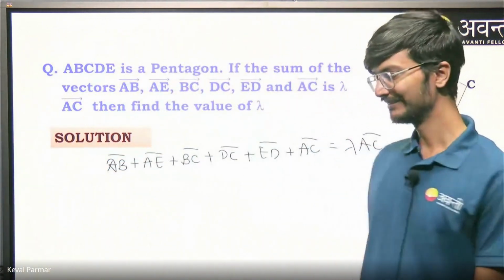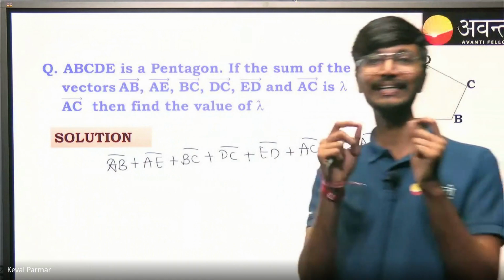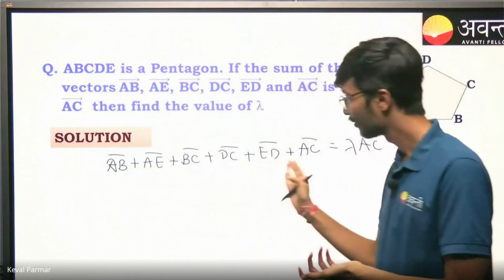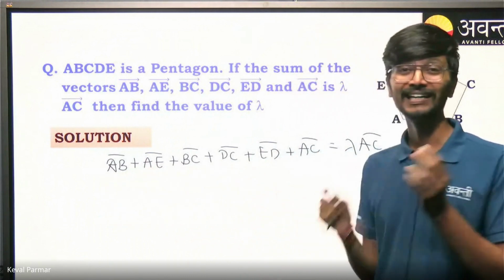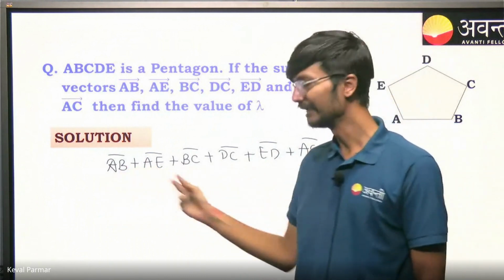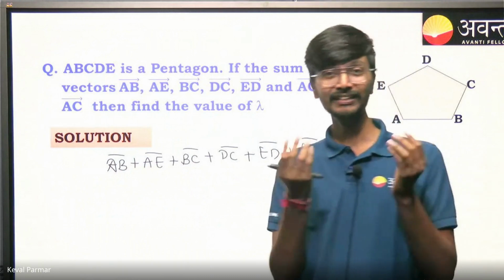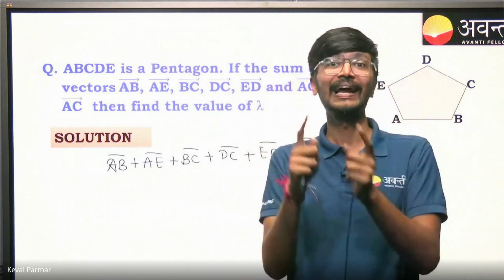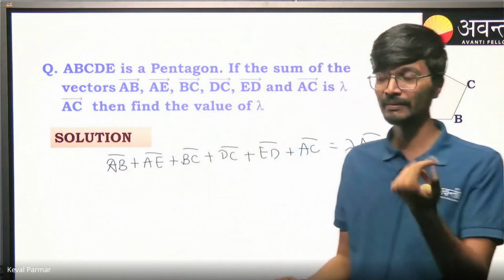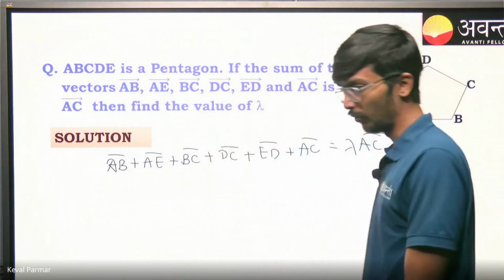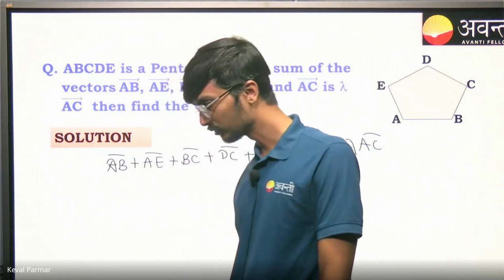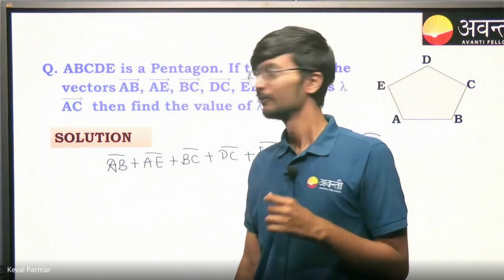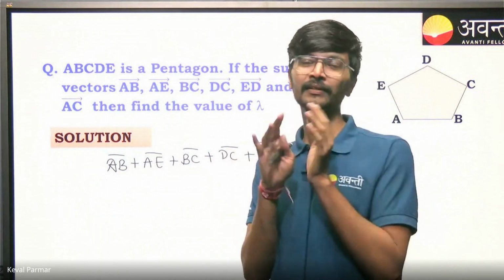Now this is a classic question of triangle law. Vectors are getting added, and when we think of addition of vectors, what we think of is triangle law. Simple. You already got it: lambda equals 3. Superb, very good.